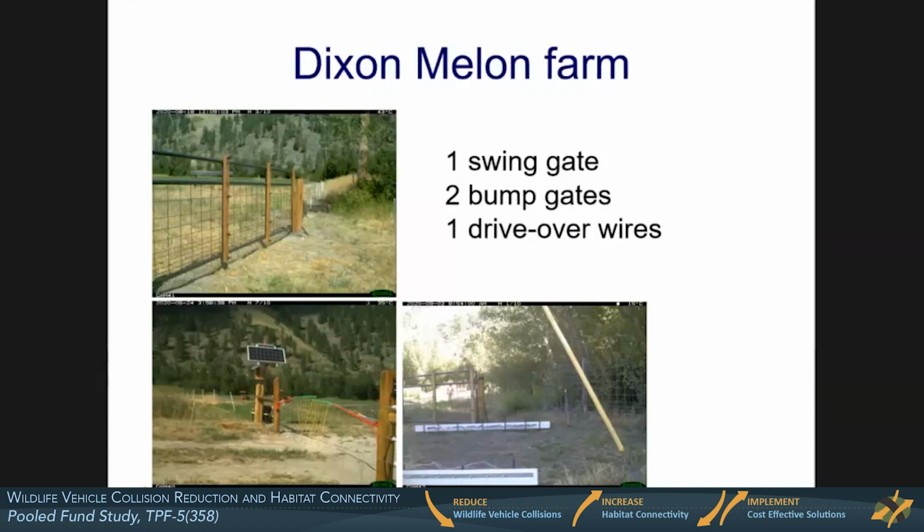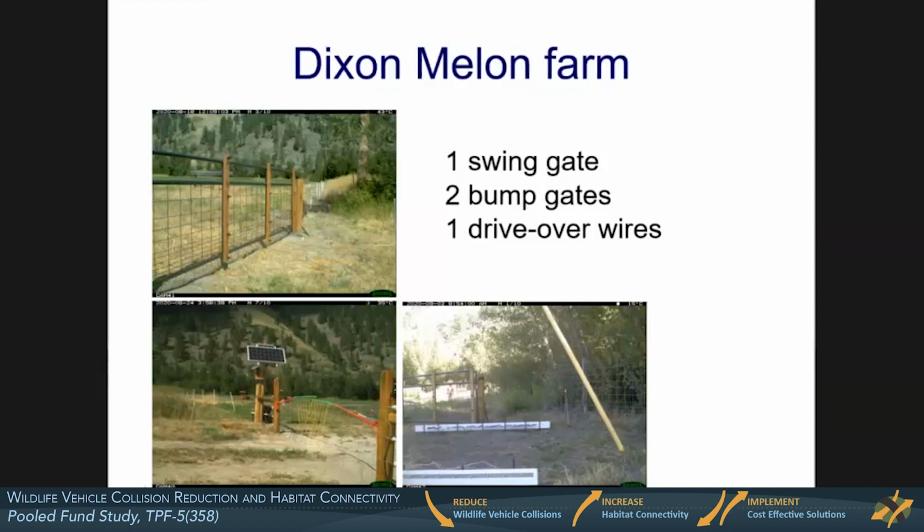So you do not have to get out of the vehicle to open, back in, drive through, get out, close the gate, and back in your vehicle. It's very simple. It's a drive-through application. The same is true for the drive over wires, and that's on the lower right.